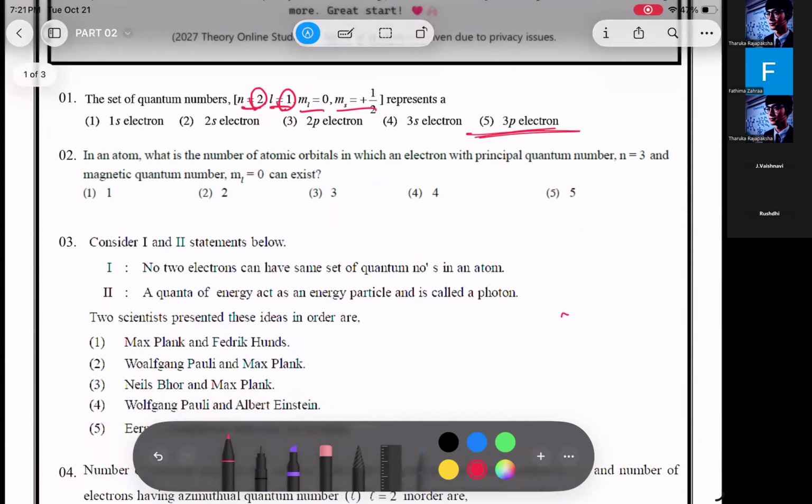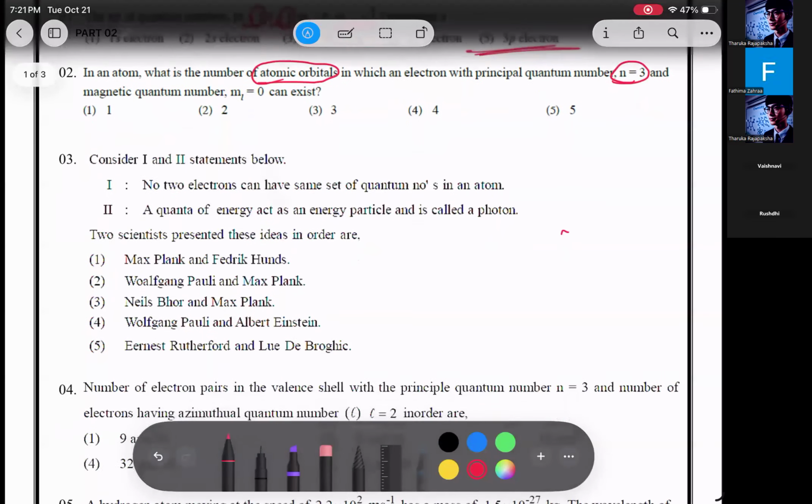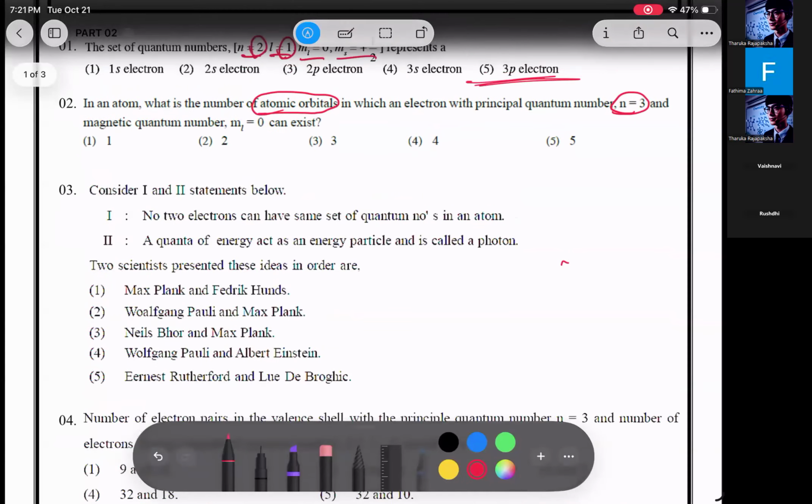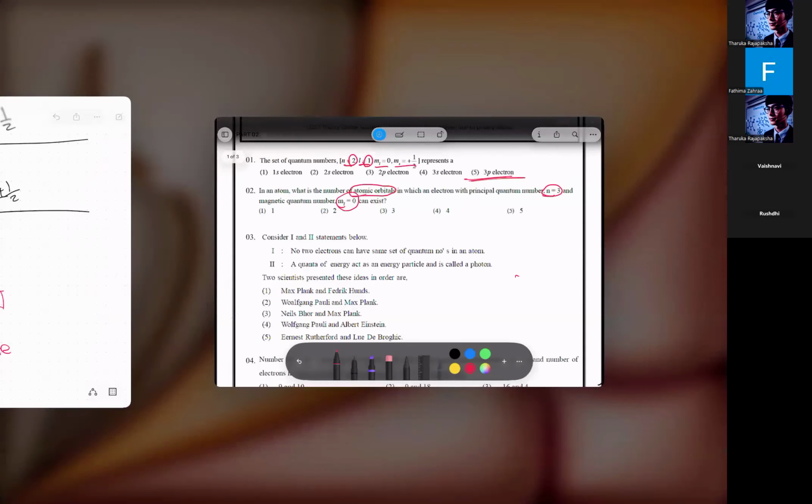Second question. In an atom, what is the number of atomic orbitals in which an electron with principal quantum number n equals 3 and magnetic quantum number m sub l equal to 0 can exist? They're asking what is the number of atomic orbitals in which an electron with principal quantum number n equals 3 and m sub l 0 can exist. Okay, people. They are asking about this third energy level.